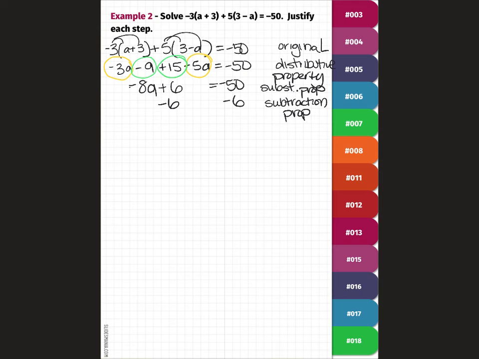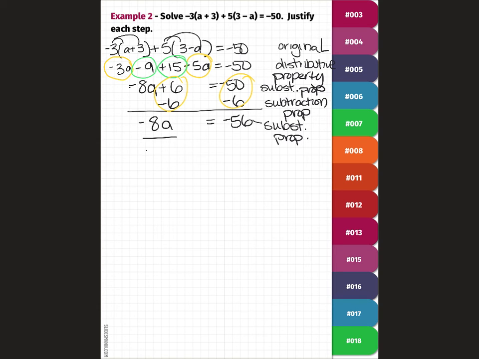Some of you will just do the minus 6 and write down that you have negative 8a is equal to negative 56. And while that is true, you are skipping a needed step. So you have to make sure that you write the minus 6 minus 6. And then our next step, we're going to, again, combine our like terms on the left, on the right, combining all the like terms that we have. So we'll have negative 8a is equal to negative 56. And we were able to do that again by the substitution property because we substituted equal values.